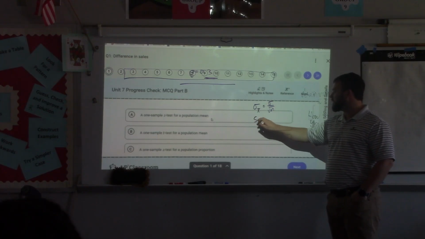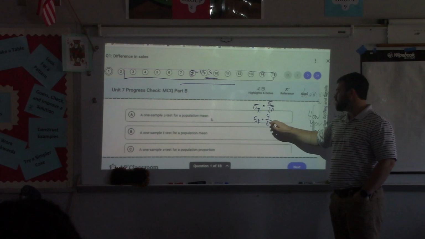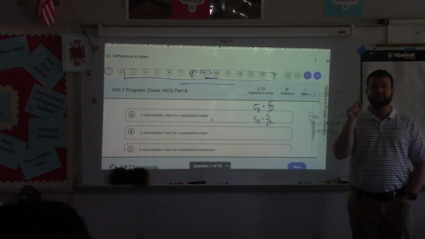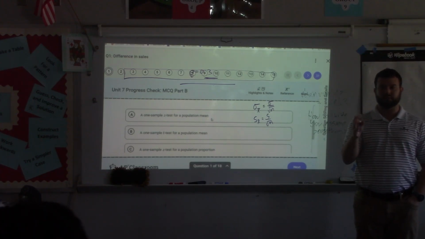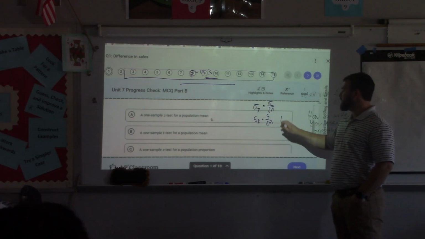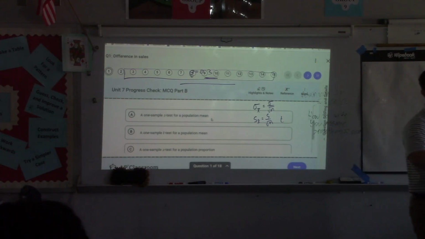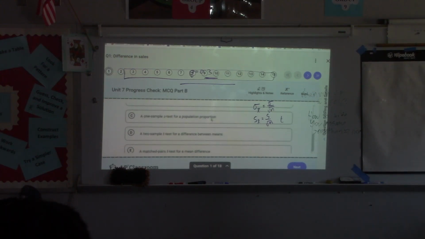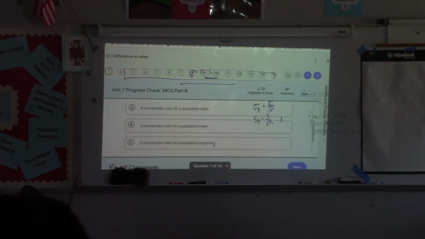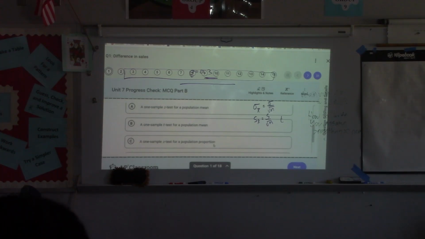So remember how we looked at that applet, and when we checked the capture rate, the confidence interval capture rate was way off. And so we had to use something different. We had to use t, which had more area in the tails, so that we could get the right capture rate. And so it's not 2 sample, and it's not a matched pair. So what's the only answer left? 1 sample t-test for a population mean.